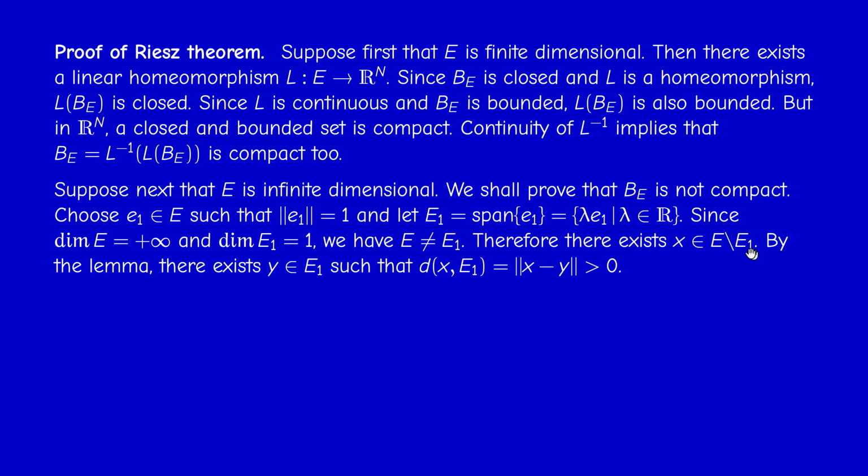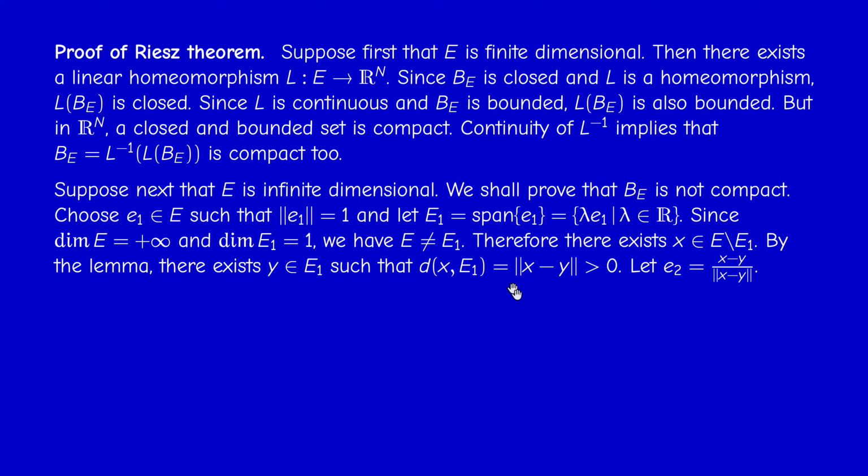By the lemma, since E1 is finite dimensional, the distance between X and the space E1 is achieved at some point Y in E1. But since X is not in E1 and Y is in E1, X is different from Y, and therefore this distance is positive.